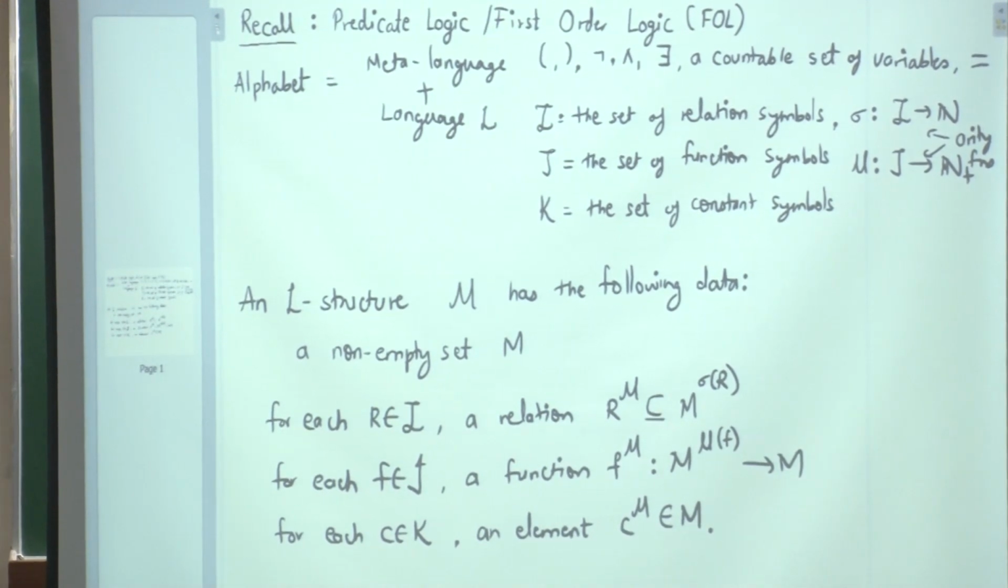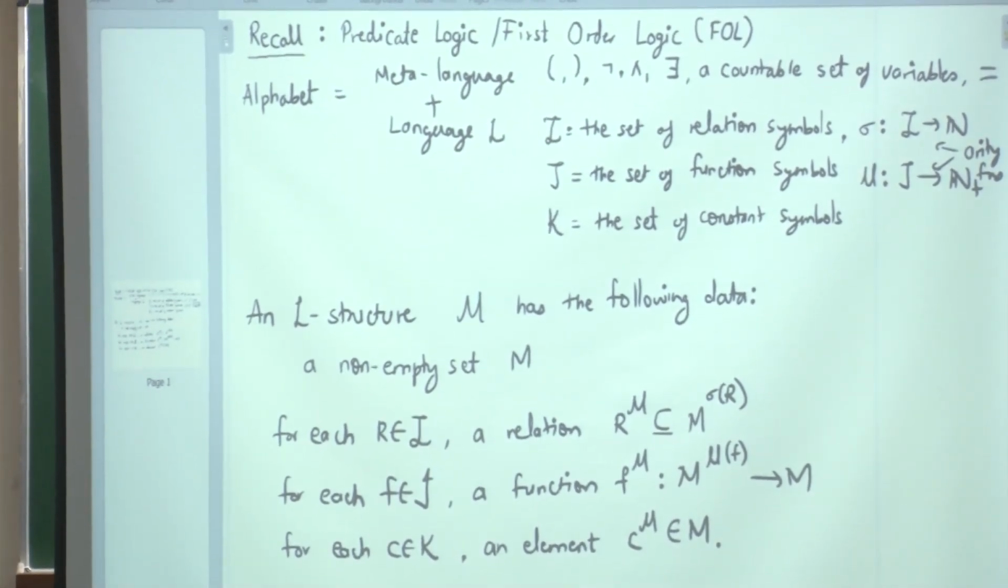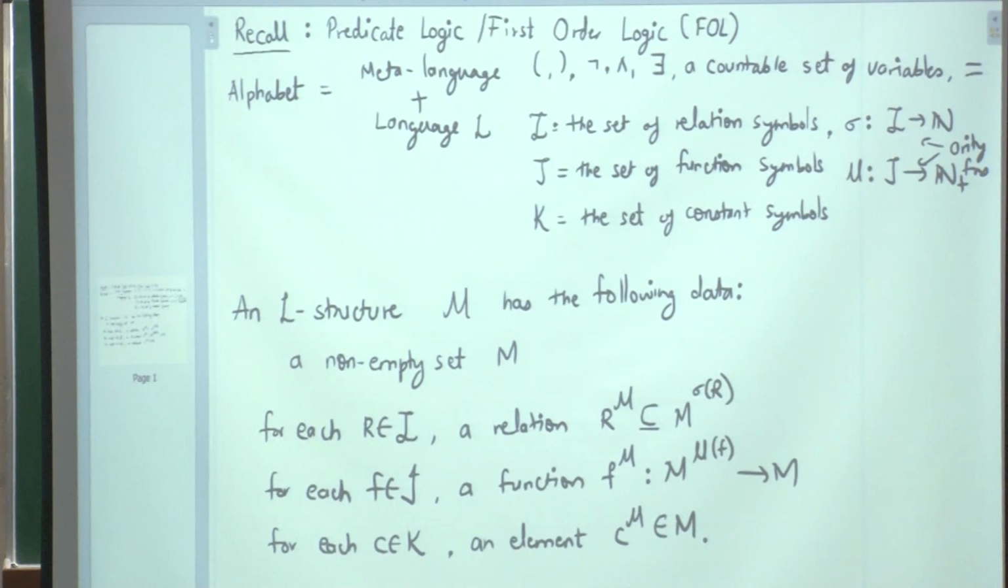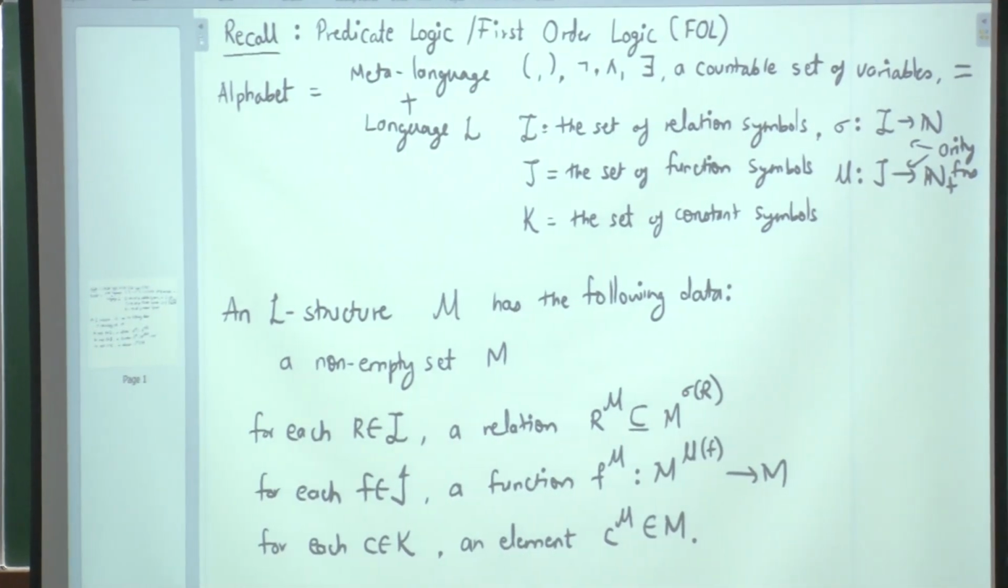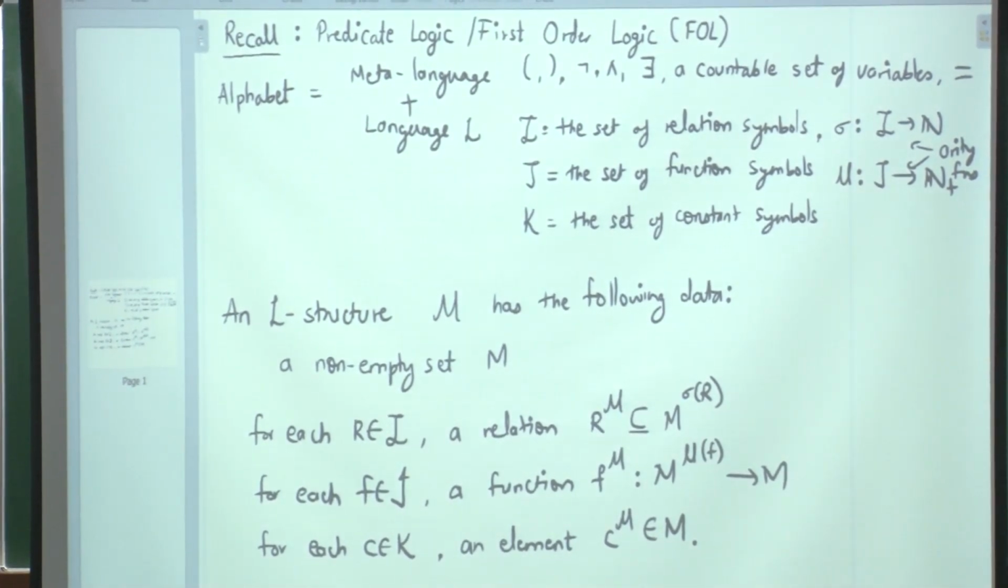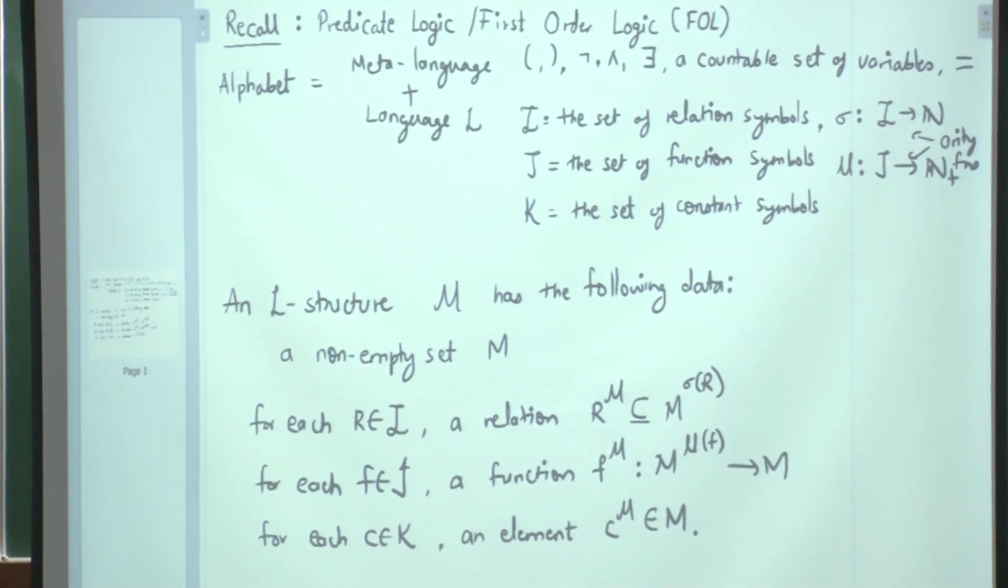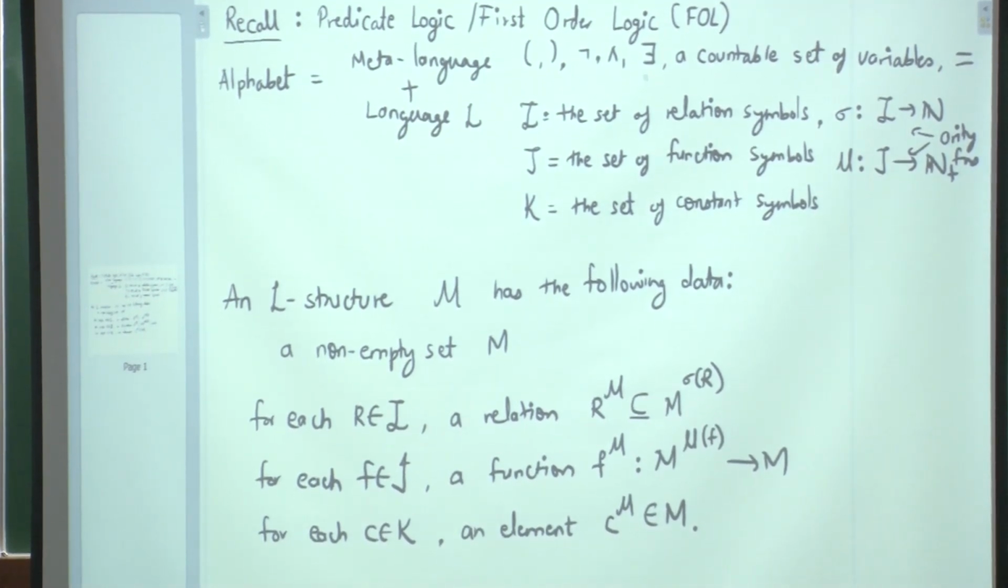So meta language consists of the symbols that we will freely use. They don't depend on the situation that we are in. And especially I want to point out there exist and equality. These two are new additions, as well as a countable set of variables.